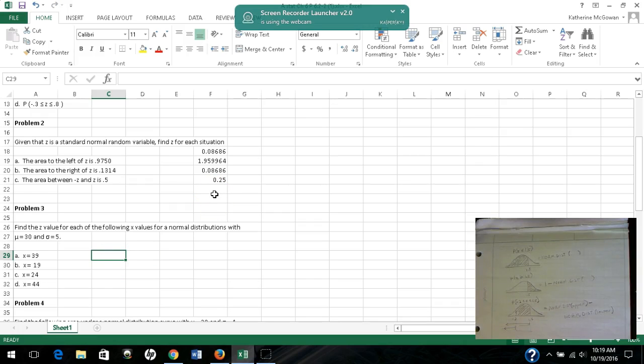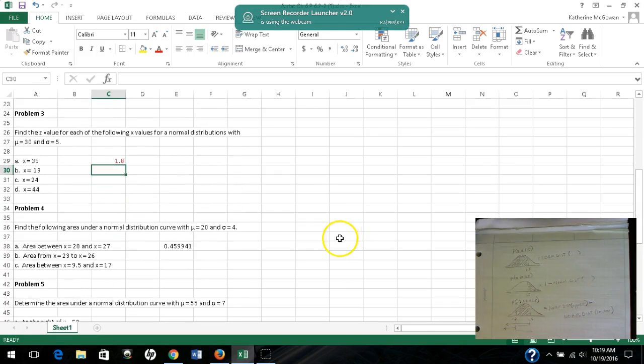So what we're going to do is, I just deleted it, so we'll do 39 minus 30, and then divided by 5, and then when you hit enter, of course, that should calculate.